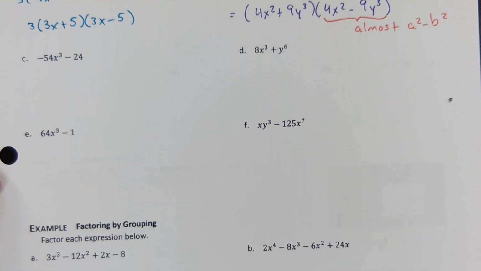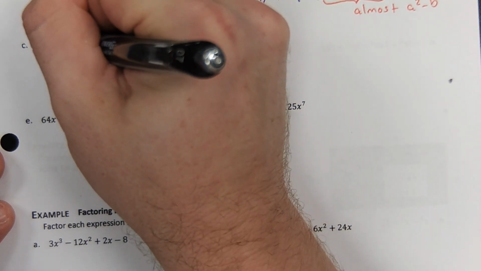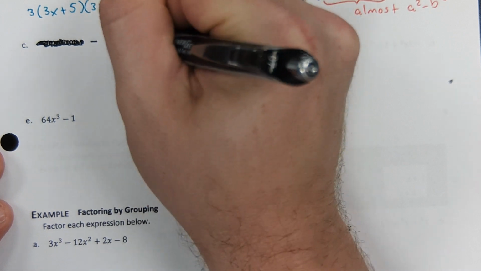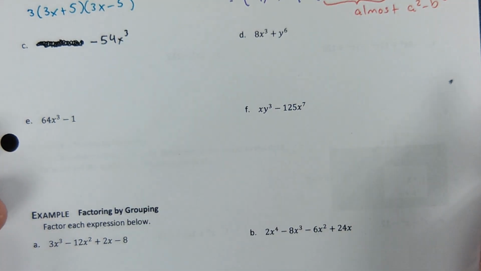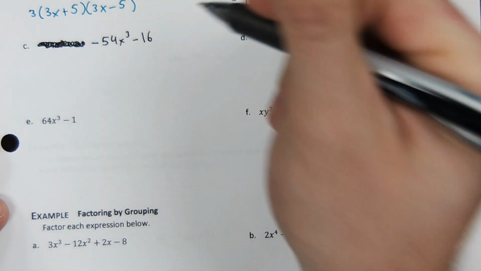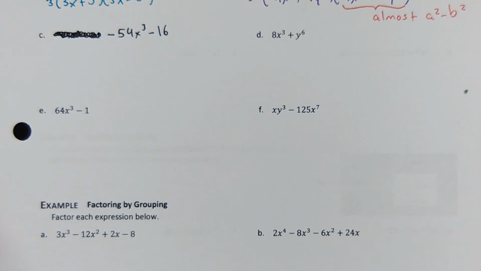For our next example, I made a boo-boo. I multiplied wrong in my head, so we have to change the example. It's negative 54x to the third, and it was supposed to say minus 16, not minus 24. Now it will achieve the desired result. And this was the one that made me run out of space.